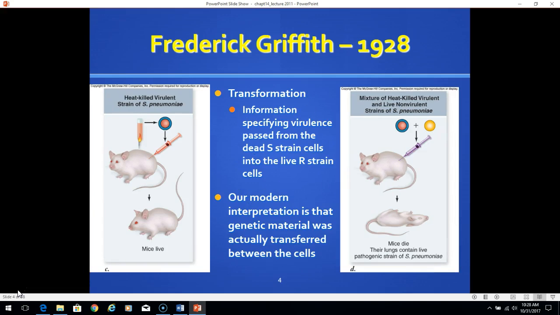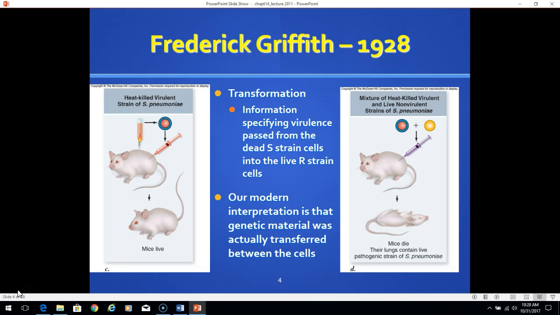The next one was the experiment. So he heat killed, meaning basically he probably just boiled the bacterium of the virulent strain, gave it to the mouse, and the mouse lived. That makes sense. We killed the bacteria. Even though we infect it with dead bacteria, bacteria has to be alive to cause disease.